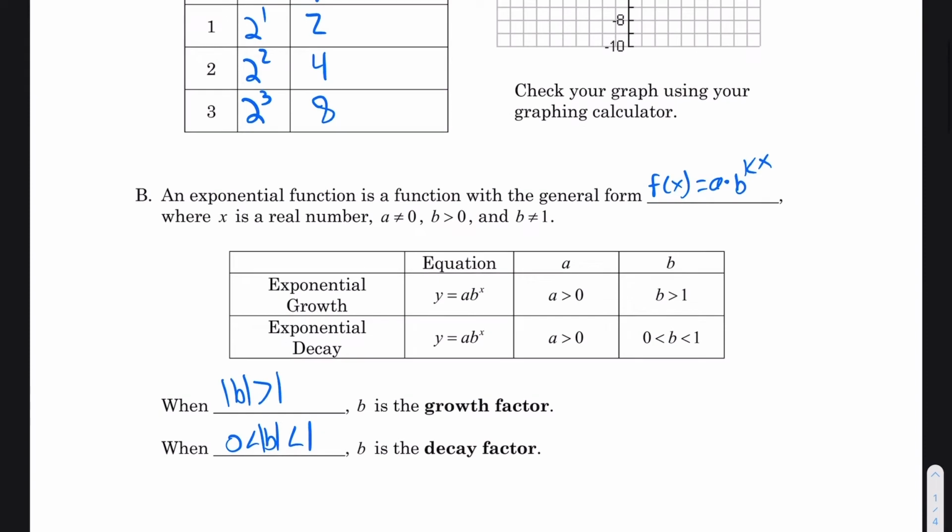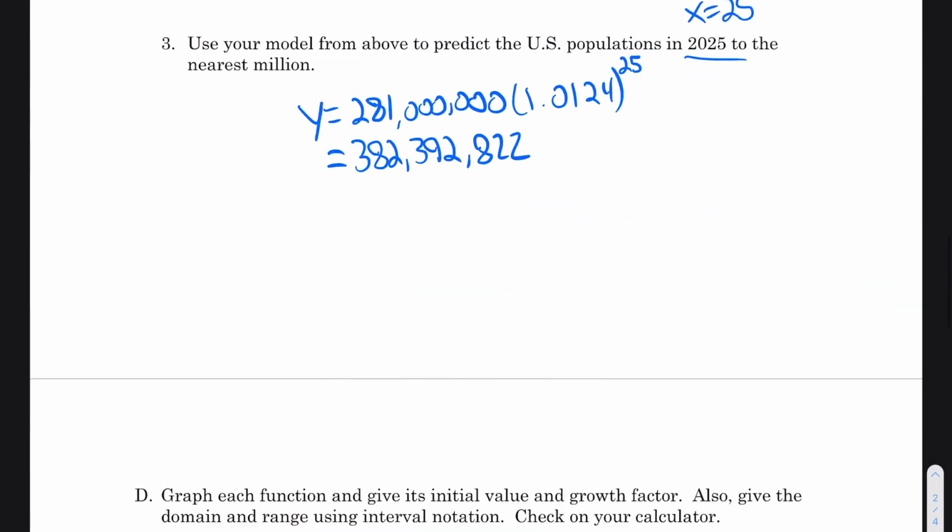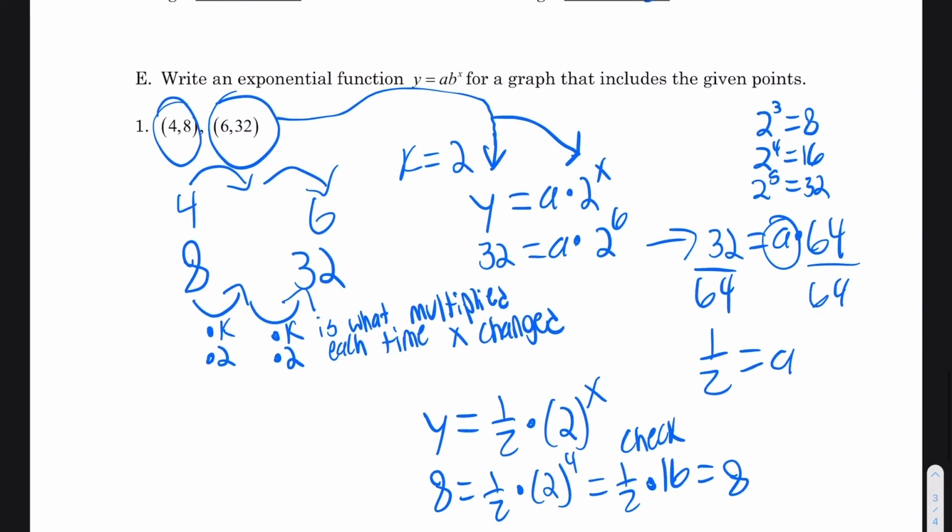That number that you multiply by is called the growth factor. Since we're multiplying by 2, that means we're growing by a factor of 2 each time. Once you know your growth factor, then you can plug in either one of the points, the 4 for the x or the 6 for the x, and then whatever the y is, you put that on the y side of the equation for the formula. And then you solve for a, and then you check and make sure that your a works for both points.